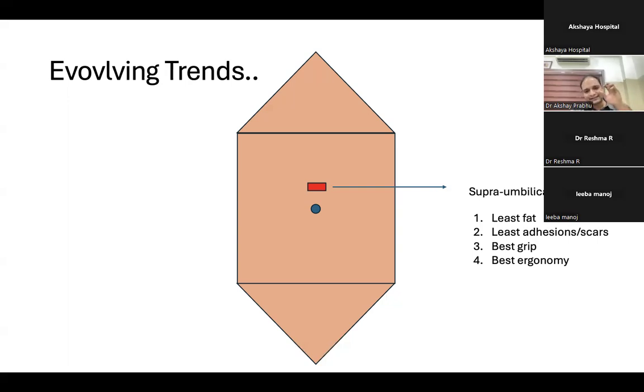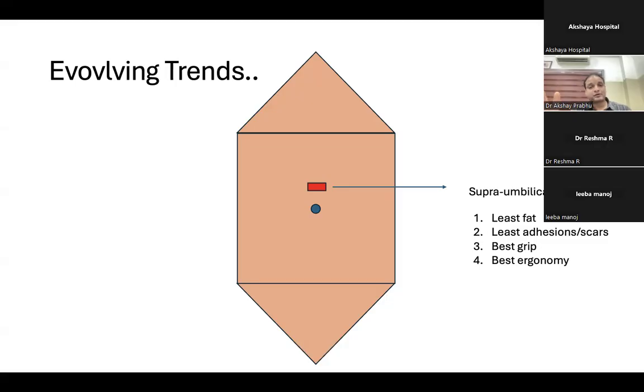So this acts as an excellent grip to lift the entire abdomen up. And best ergonomy, because I'll explain when I come to the port side, because it forms a natural triangle for me with the other 5.5 mm ports and helps me work in the best manner. I am an ipsilateral surgeon, so my major working ports are on the left side, the ipsilateral side, and I only minimally use the contralateral side.